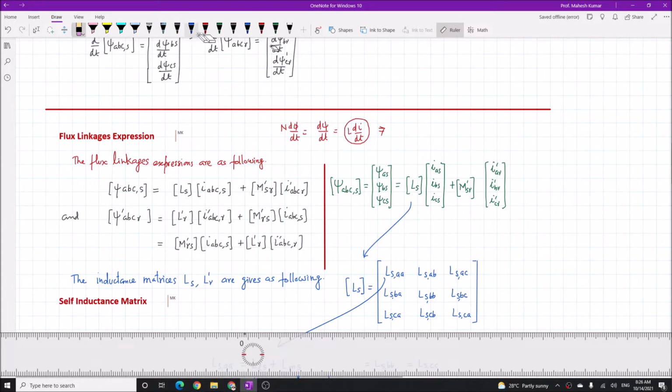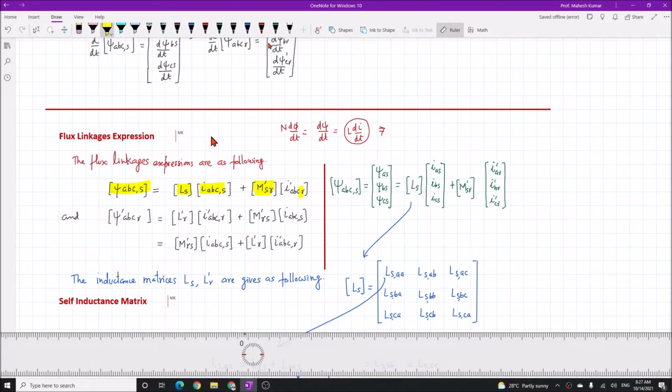So let the mutual inductance be denoted by MSR dash between rotor and stator. IABR dash are the rotor currents referred to the stator, and MSR dash is the mutual inductance between the rotor and the stator, referred to the stator. On the stator side, we have the stator currents into Ls. So this is the expression for flux ABCS.